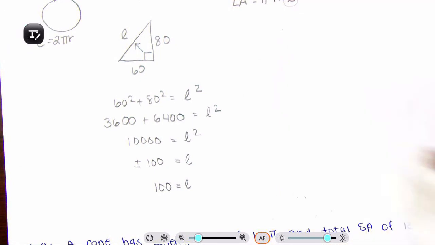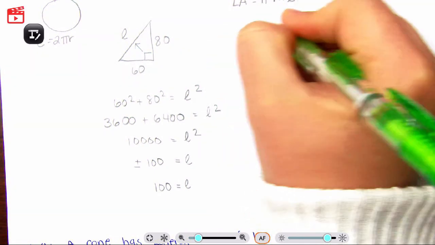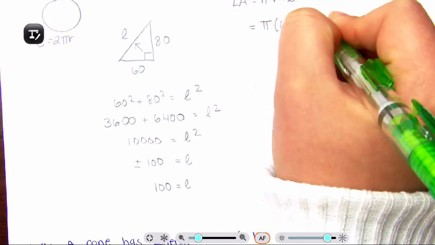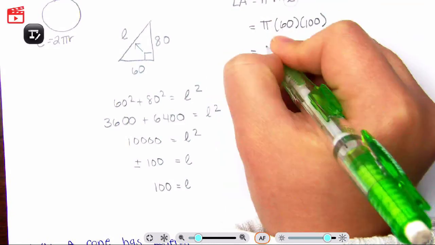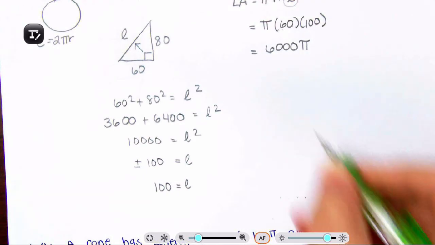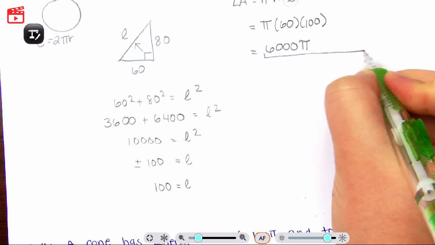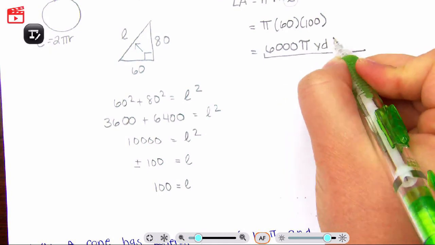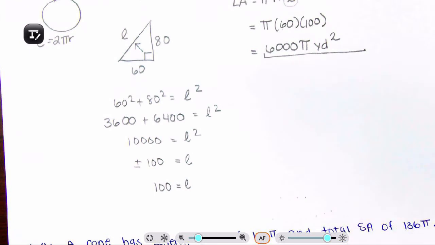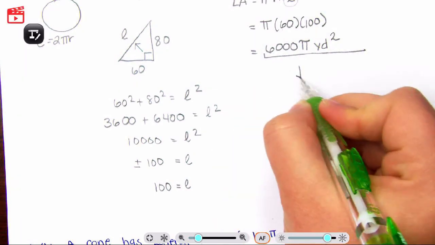All right, so let's go ahead and calculate this lateral area. Lateral area is pi, radius is 60, slant height is 100. So I have 6,000 pi for my lateral area. Again, we need units. Units are yards. What are we finding? We're finding lateral area. Area is always squared.